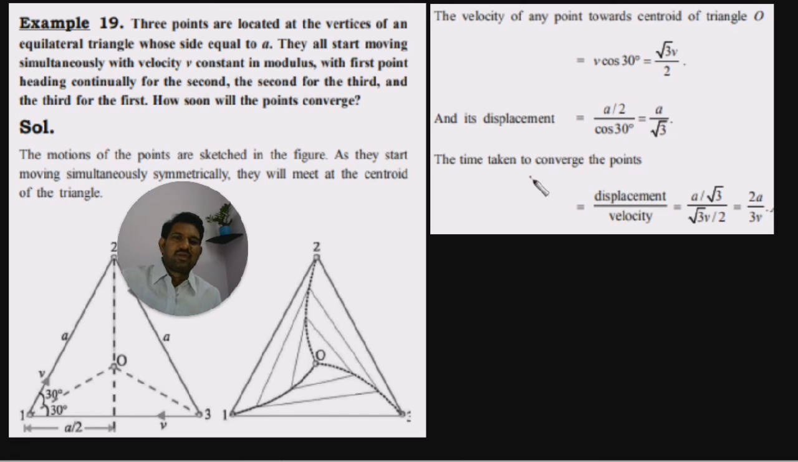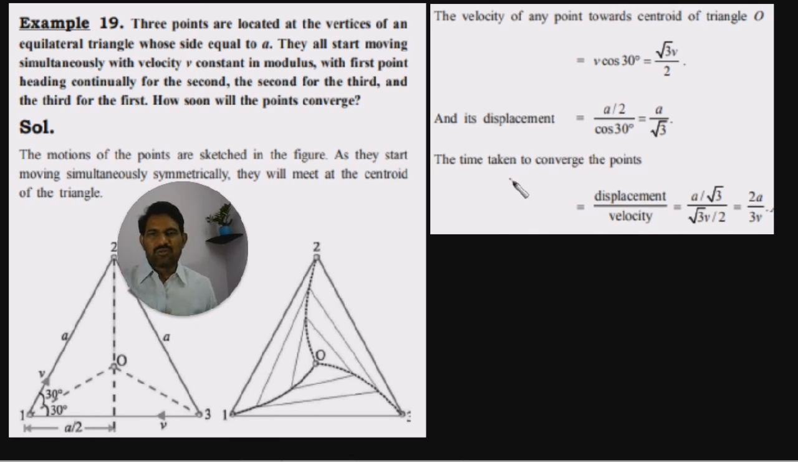Now the time taken means the displacement by velocity, you can write here. The displacement is a by root 3 and velocity is root 3 by 2 v. So then by using that, you will get 2a by 3v, right? And so now here, see the same problem.